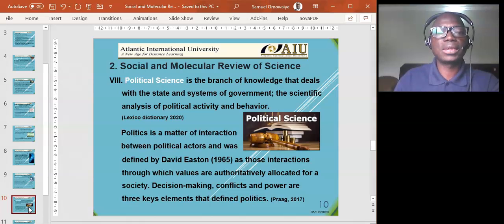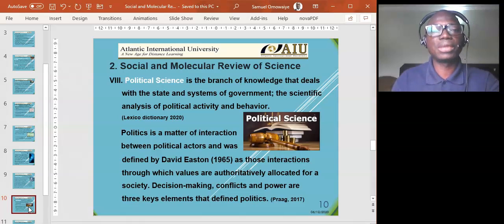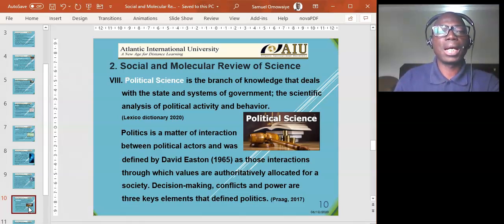Next is political science, the branch of knowledge that deals with the state and system of government, the scientific analysis of political activities and behavior. Also, politics is a matter of interaction between political actors and was defined by David Easton in 1965 as those interactions through which values are authoritatively allocated for society. Decision-making, conflict, and power are three key elements that define politics.